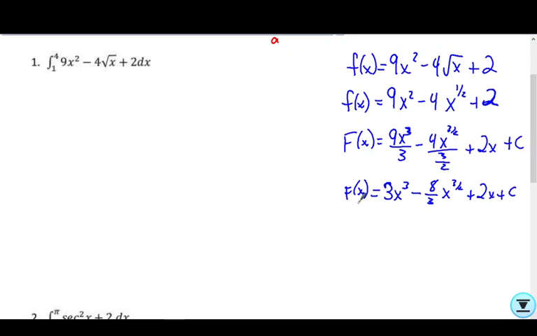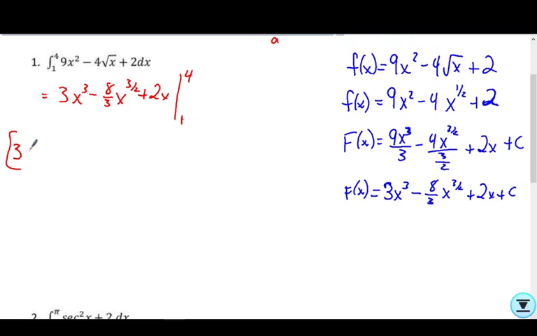Now I'm going to use this to evaluate my integral. So I'm going to come back over here, and now this is going to be equal to 3x cubed minus 8 over 3 x to the 3 halves plus 2x, and we're going to evaluate it from 1 to 4. Okay, so this is capital F. Now we're going to plug in b, plug in a. So this is the first part.